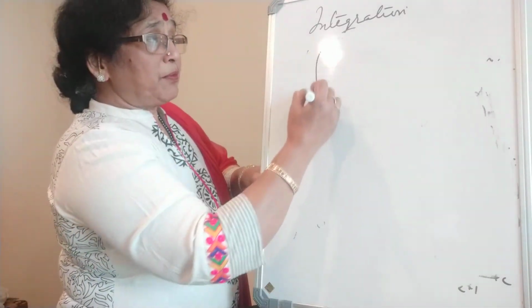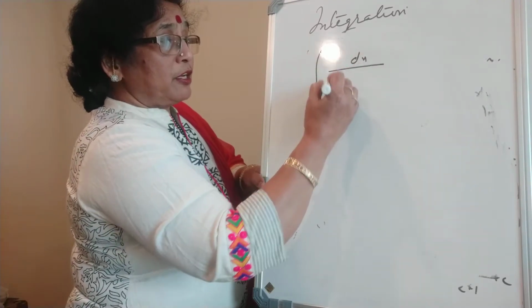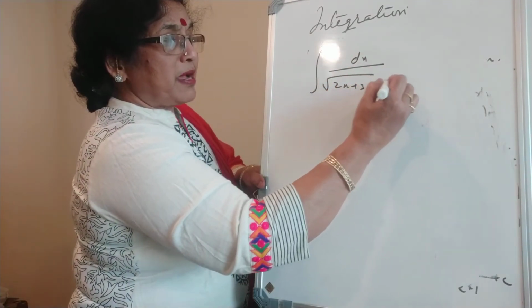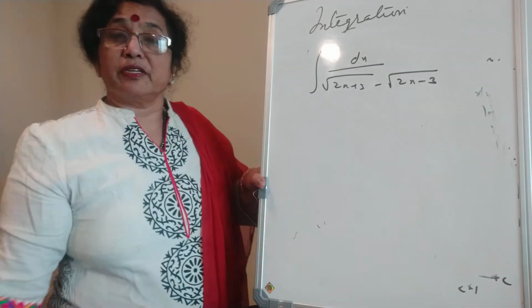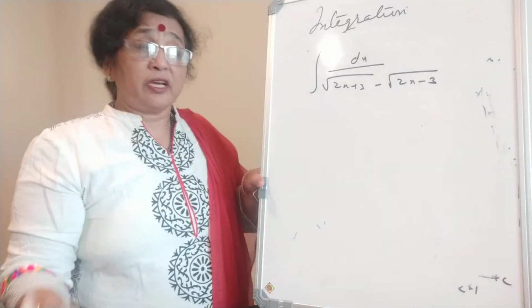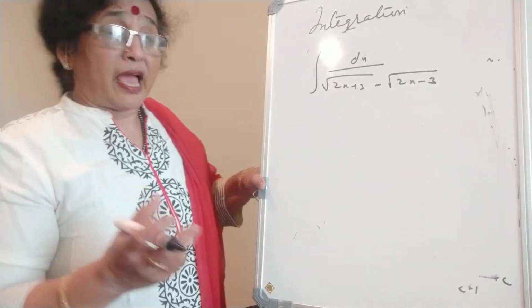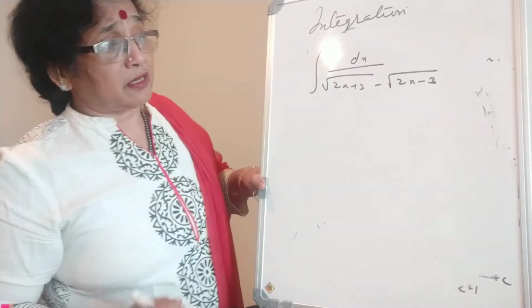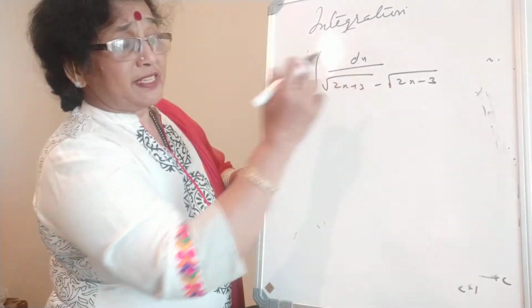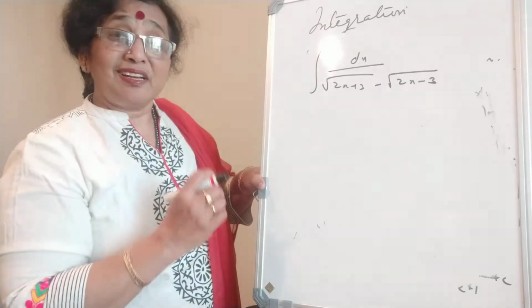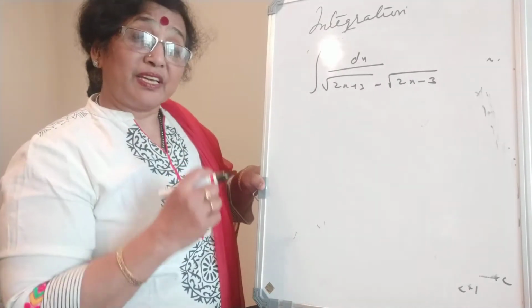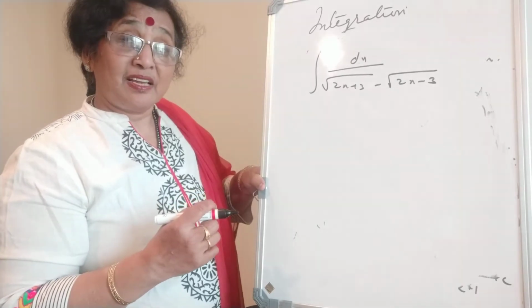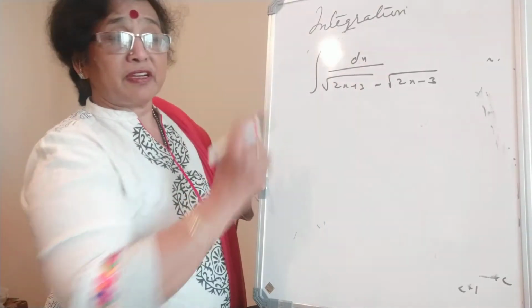So here you are, suppose you have dx by square root of 2x plus 3 minus square root of 2x minus 3. You have this, right? So here again you have a denominator, and this is a function of x, and it's not a single term. So what do you do? You have to get rid of the denominator. Moreover, it's irrational, so we rationalize it, multiplying with the rationalizing factor of this.